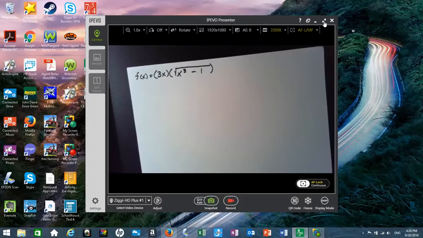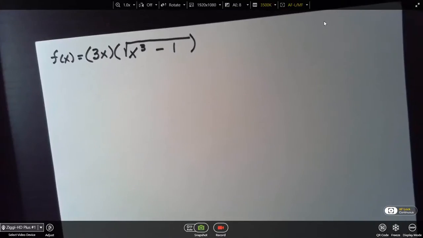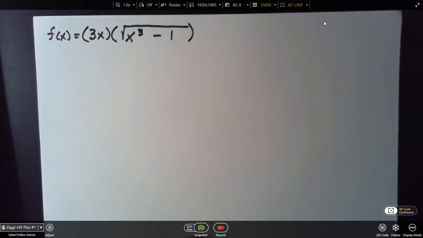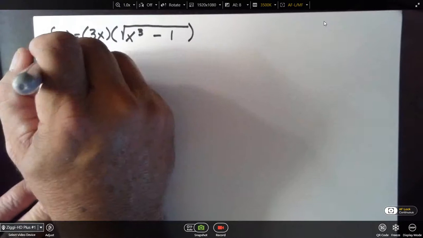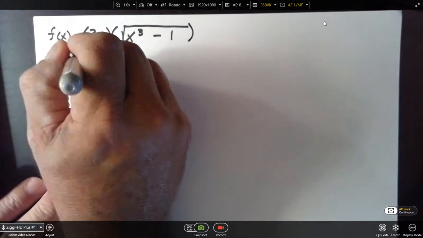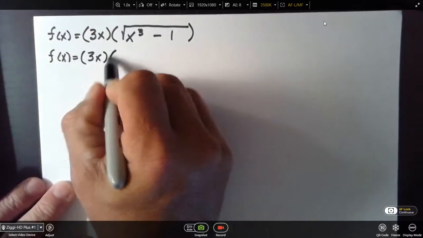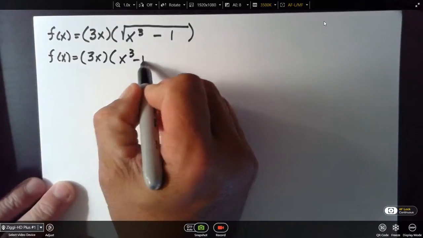Okay, this problem is product rule and chain rule. Now, the first thing you should notice is radicals. Radicals and calculus do not mix. So the first thing I'm going to do is rewrite it. f of x is equal to 3x times (x cubed minus 1) to the 1/2 power.